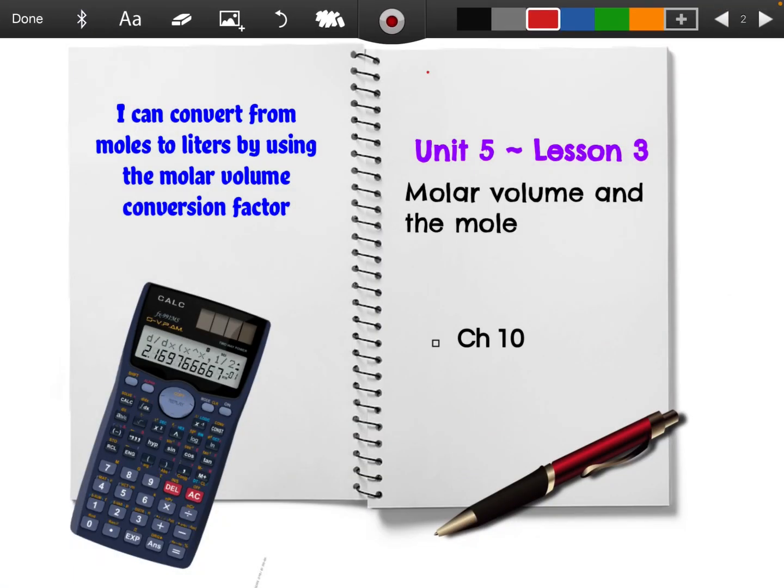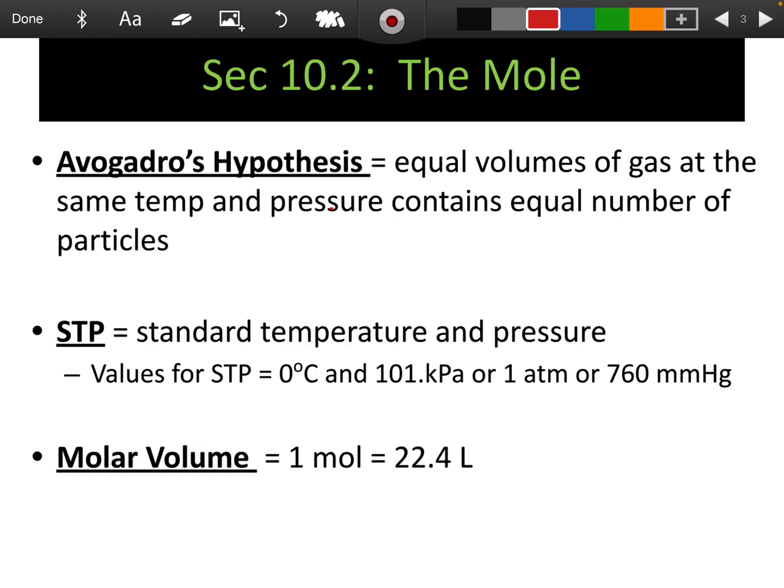The notes for Unit 5, Lesson 3 will cover the molar volume and the mole. In this lesson, you will convert between moles and liters by using the molar volume conversion factor. Avogadro's hypothesis states that equal volumes of gas at the same temperature and pressure will contain equal number of particles.